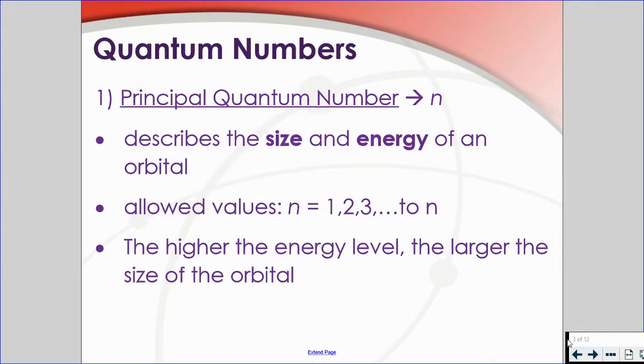The first quantum number is called the principal quantum number. Its symbol is n. This is similar to the energy level or the shell that you have come to know in the Bohr-Rutherford diagram. The principal quantum number describes the size and the energy of an orbital. So the values are 1, 2, 3, and so on. The higher the energy level, the larger the size of the orbital, and the farther away the electron is from the nucleus.